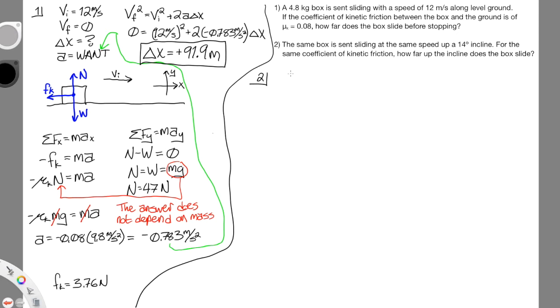So we have the same setup for the first part here as problem 1. We have a kinematic equations problem embedded within a force problem. So again, we're going to be using Vf squared equals Vi squared plus 2a delta x to find our answer. But first, we are going to need our acceleration. I'm going to leave a little space up here so I can come back and fill that in towards the end of the problem. So I'm going to draw the box on this incline here.